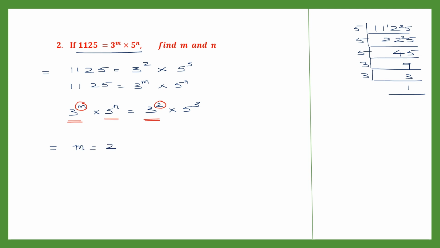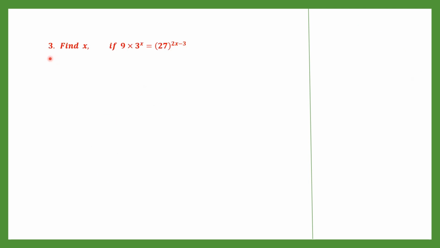Similarly, 5 raised to the power of n is equal to 5 raised to the power of 3. That means n is equal to 3. So let's write that n is equal to 3. So we have found the answers. m is equal to 2 and n is equal to 3. Question 3. Find x if 9 into 3 raised to the power of x is equal to 27 raised to the power of 2x minus 3. Now first let's write down the question.